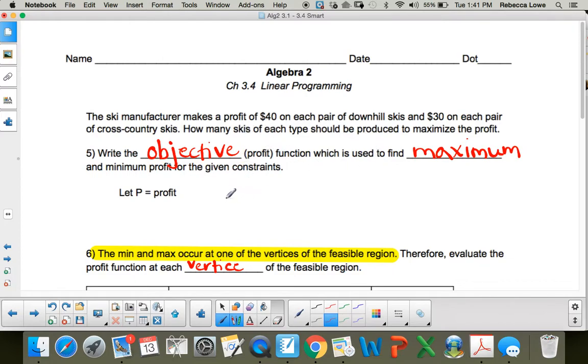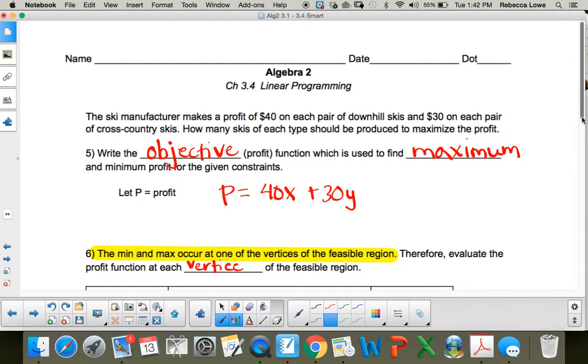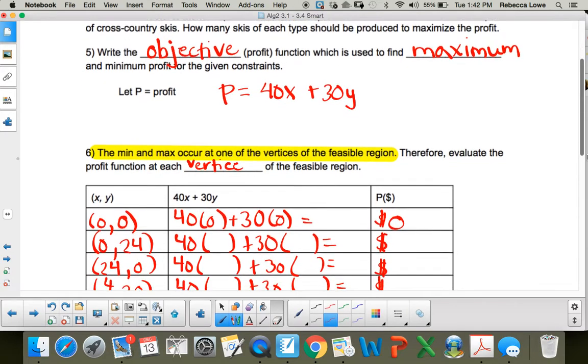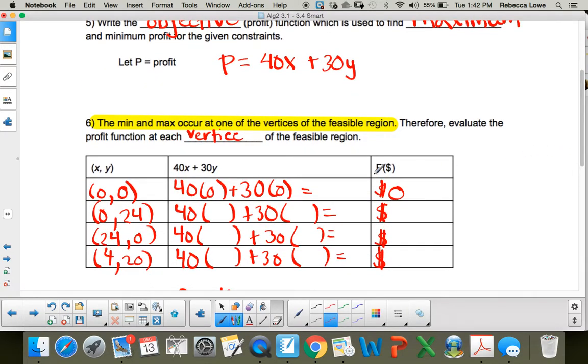So the first thing we have to do is write the profit function, and that's pretty easy. We'll just let P equal profit, and the profit would be $40 for each pair of downhills, that's 40x, and $30 for each pair of cross-country skis, 30y. So we are going to plug each one of those vertices into the profit function, and we're going to see which one yields the maximum amount.